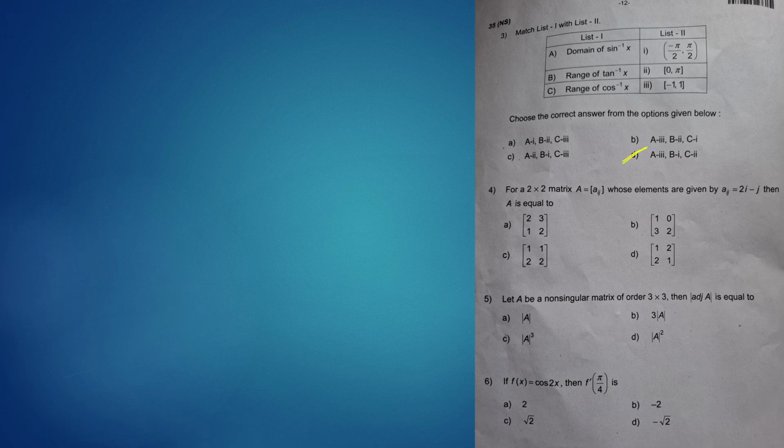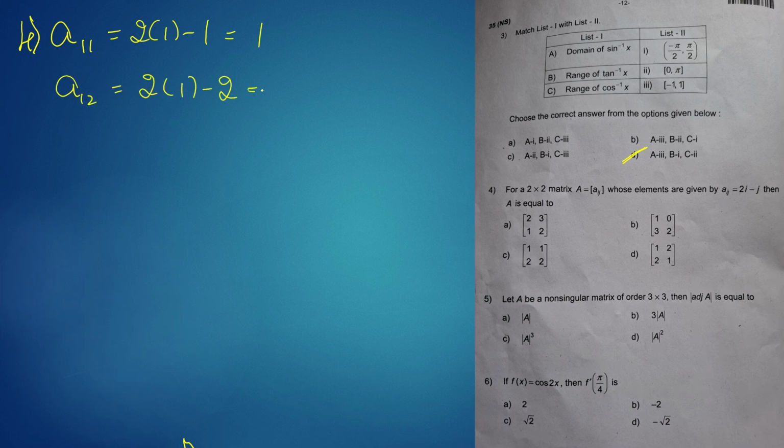The fourth one, for which we have to define a matrix A, which has the element Aij. Aij is given by 2i minus j. If we substitute the value, A11 will be equal to 2 into 1 minus 1, which is equal to 1, and A12 is 2 into 1 minus 2, which is equal to 0. So the first two elements are enough to find the matrix. The first two elements are 1 and 0, therefore the answer is option B.